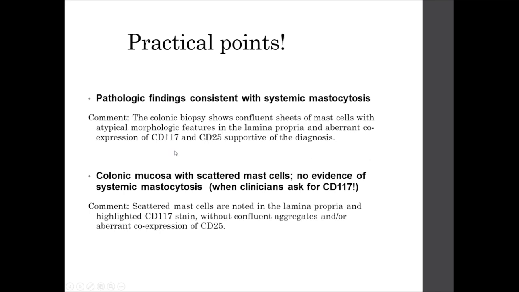For the diagnosis, this is the way that we diagnose them here, although there are many different ways that you can diagnose these cases. This is more for those cases where I don't see any clinical or histologic concern for this diagnosis, but clinicians may ask you to do a CD117, and it will highlight the scattered cells. So basically, this is what I say: scattered mast cells highlighted on CD117 without confluent aggregates or aberrant co-expression of CD25. So it's not systemic mastocytosis.